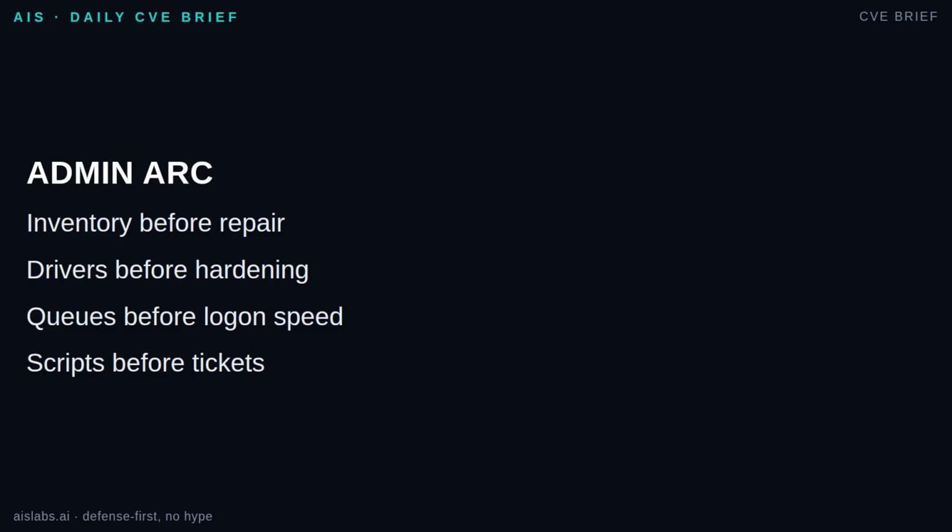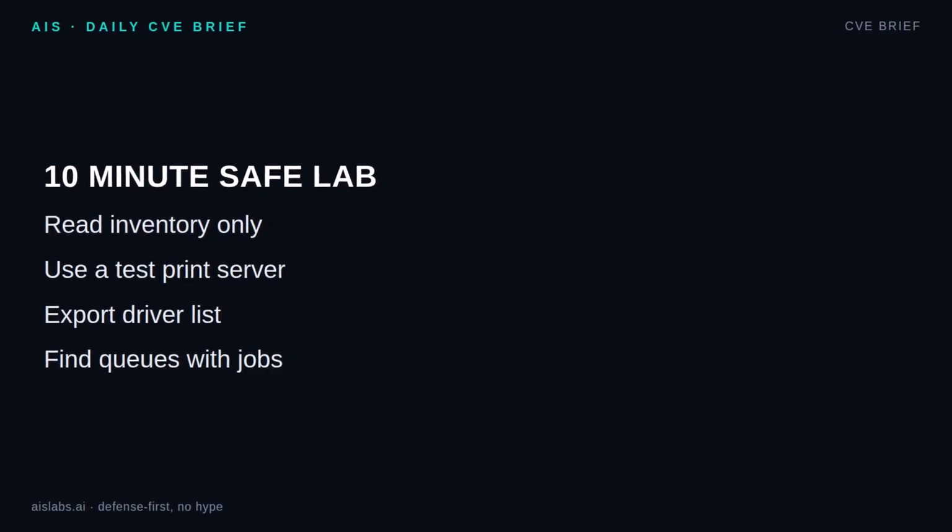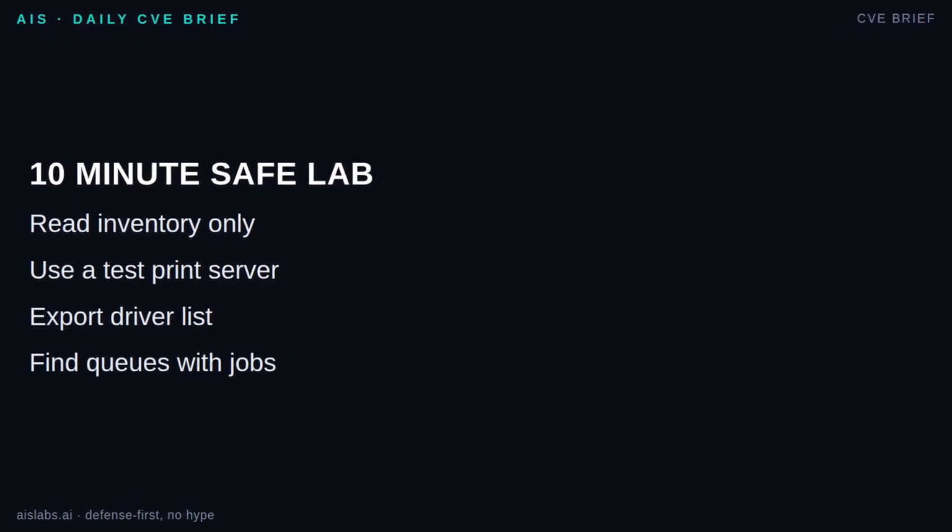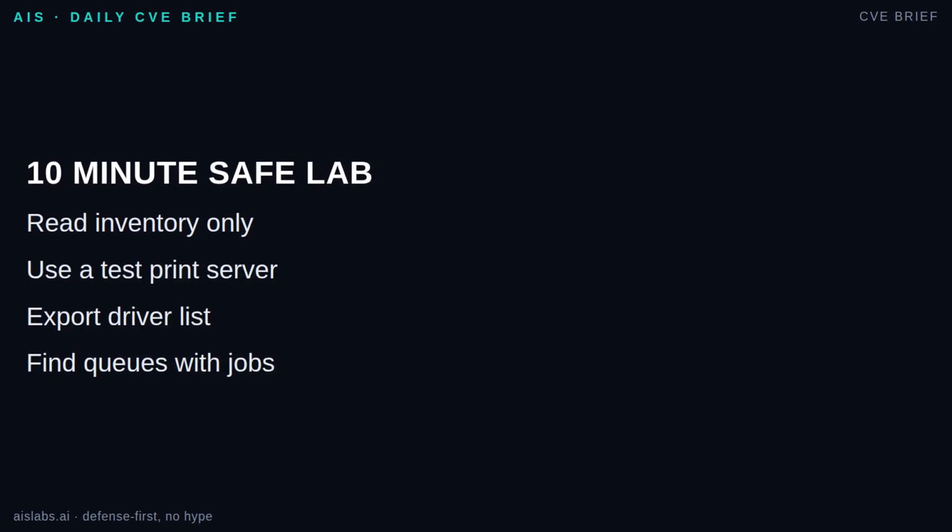Printing looks old-fashioned, but it is a perfect administration problem. Inventory, audit, least privilege, controlled change, and cleanup. Your safe exercise today is read-only, unless you are in a test virtual machine. Pick one print server you are allowed to inspect. Run Get-Printer -ComputerName with the print server, and select Name, DriverName, PortName, PrinterStatus, and JobCount.